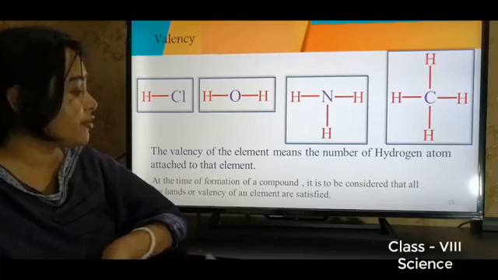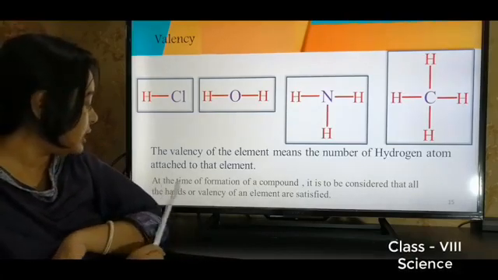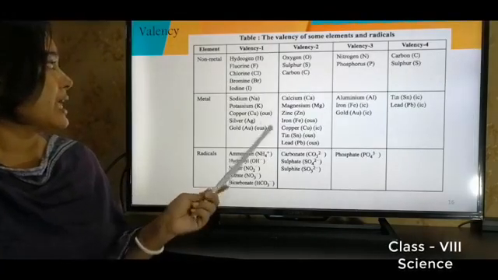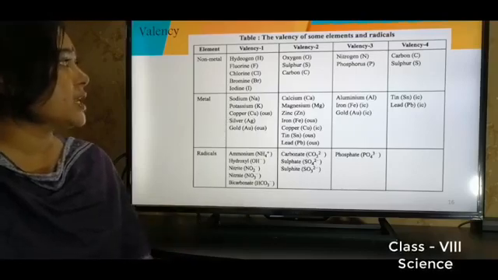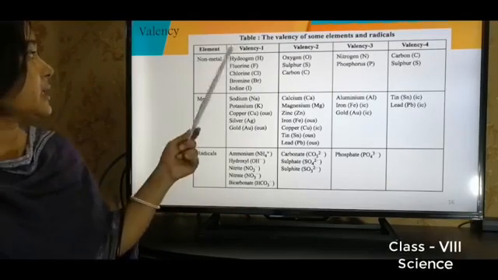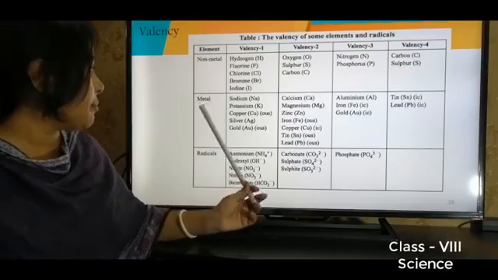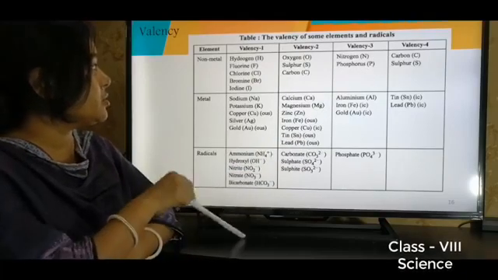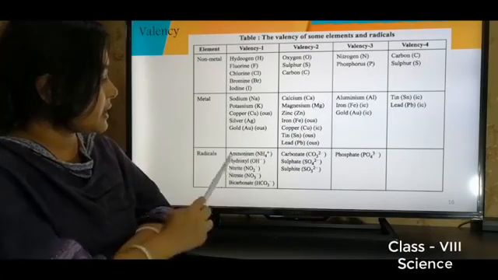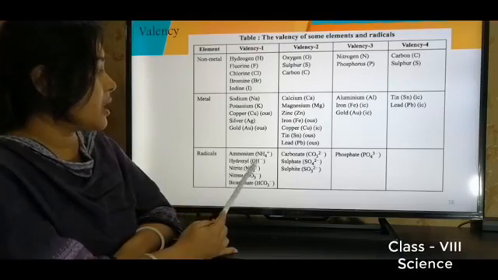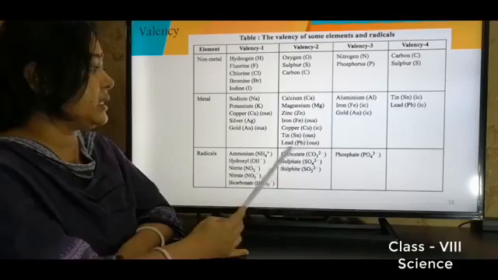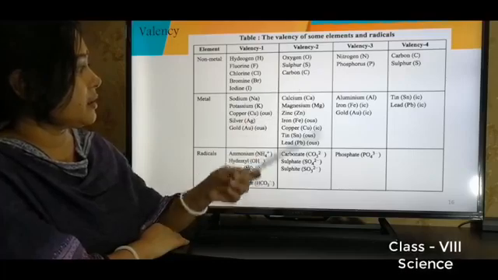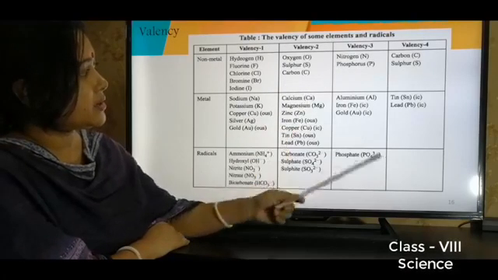At the time of formation of a compound, it is to be considered that all the hands or valency of an element are satisfied. Well, here is the table, the valency of some elements and radicals. In this table, you can see non-metal, metal, radicals, valency 1, 2, 3, 4. So these are the elements that have valency 1. Here are the radicals, these are not elements. I will explain what a radical is a little bit later. So here is the list of valency 2, valency 3 and 4.